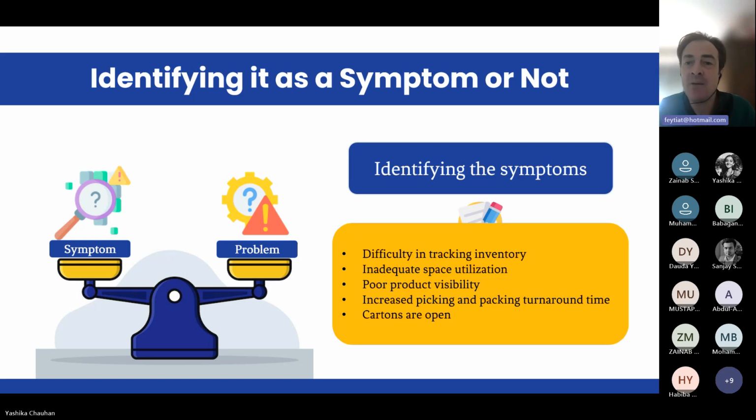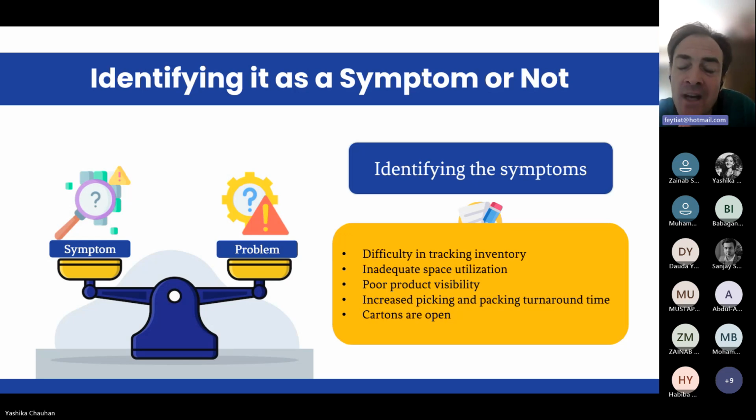The symptom, as Abdulaziz said, is the fact that is in front of us, and that is a problem. Yes, it's a problem. It's a problem that cartons are open in a provincial warehouse. It's a problem that, as we see in the picture, space utilization is inadequate here. That I see as symptoms.